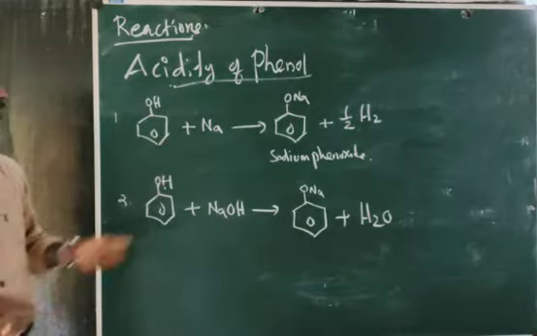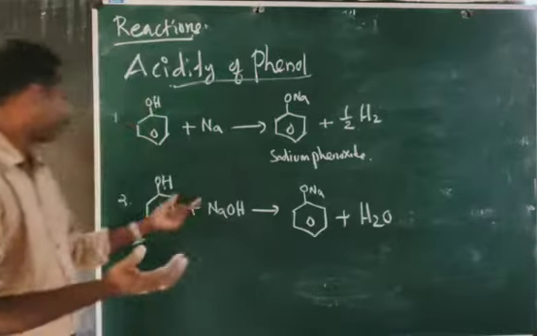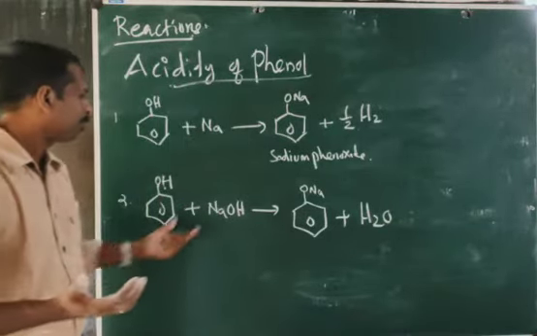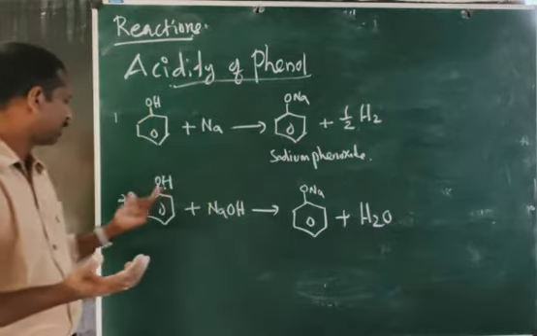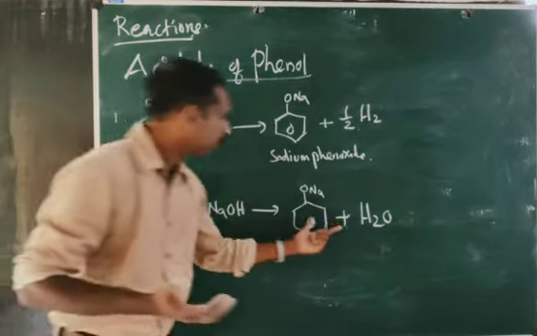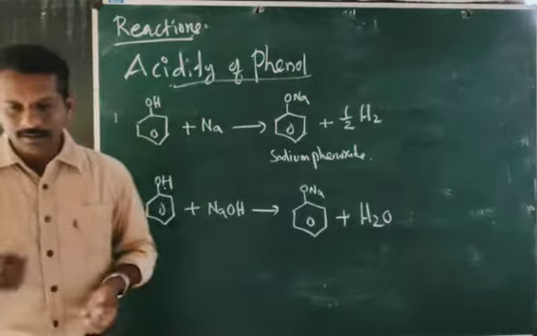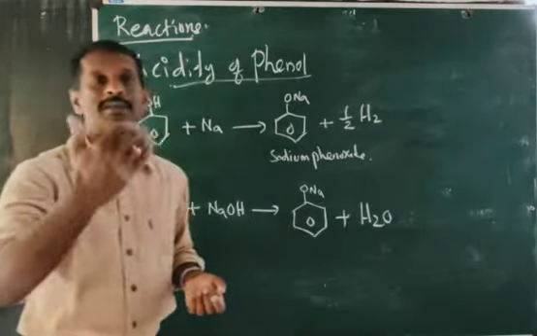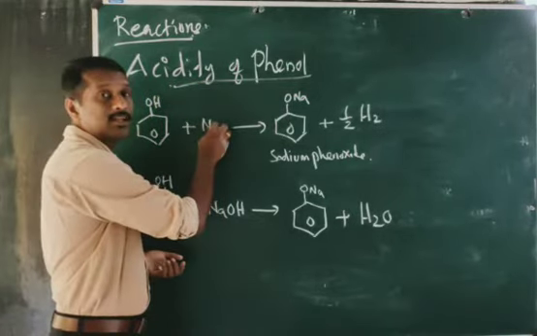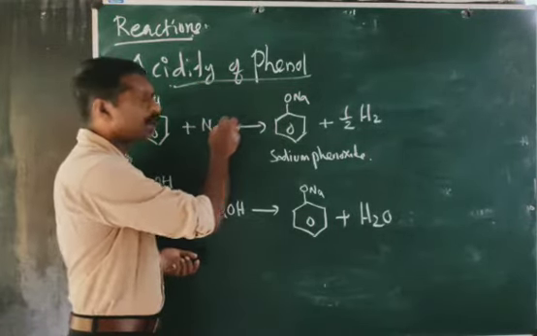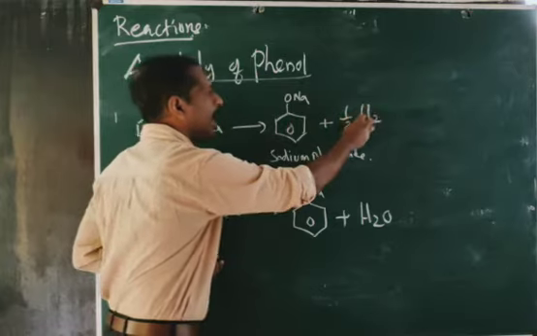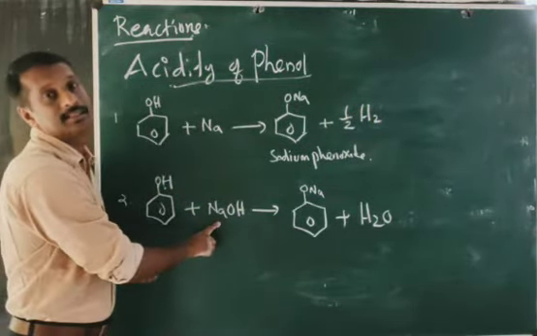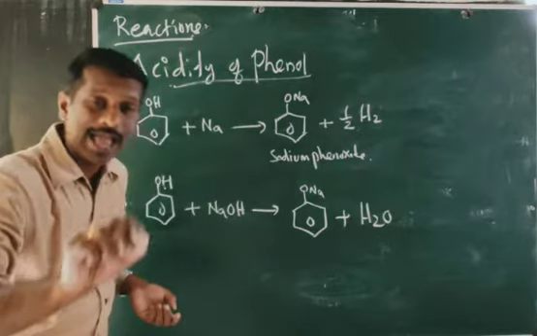So here you can see that phenol can react with the metal, and phenol can react with the base or alkali like NaOH, KOH, etc., and what will form? Salt and water. But when we studied alcohol, we saw that alcohol can react with metal. Of course, it will form salt and hydrogen, but alcohols do not react with alkalis.